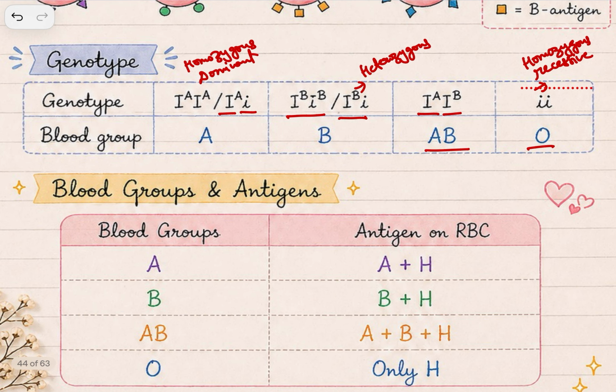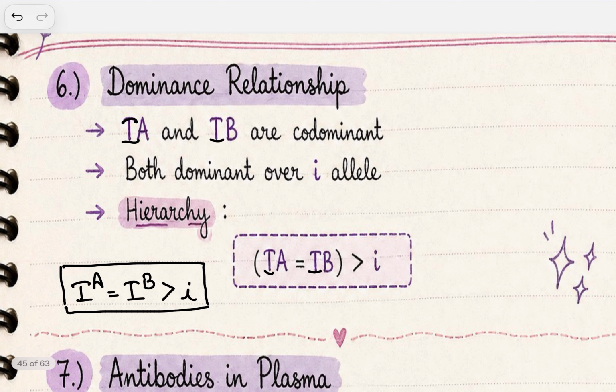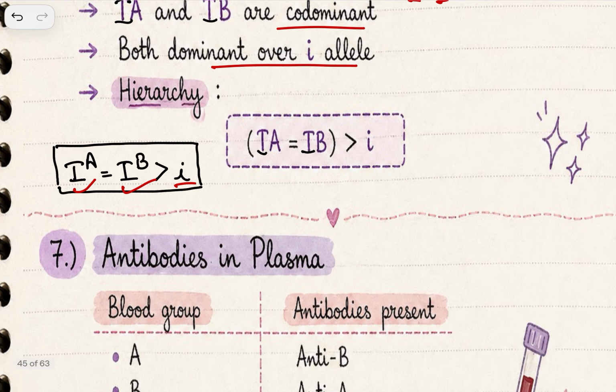Next is blood groups and the antigens. For A blood group we have A plus H antigen. For B we have B plus H antigen. For AB, A plus B plus H antigen, and for O only H antigen. No A or B antigen is present on O blood group. Dominance relationship: IA and IB are codominant. These two exist in codominance, both dominant over the i allele. So IA is dominant over the recessive allele, and IB is also dominant over the recessive allele.